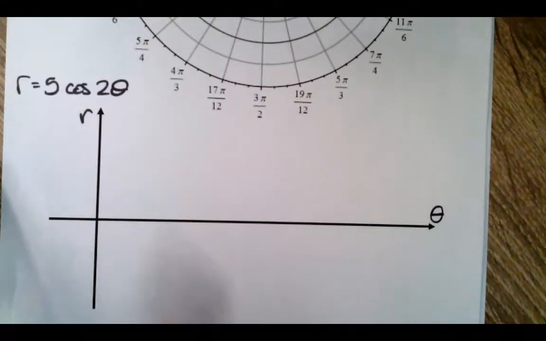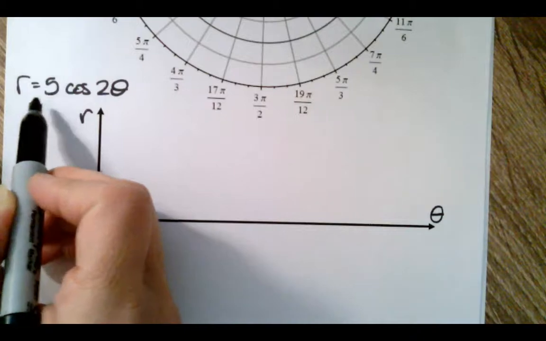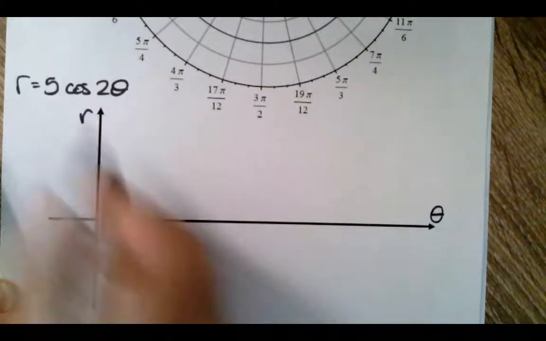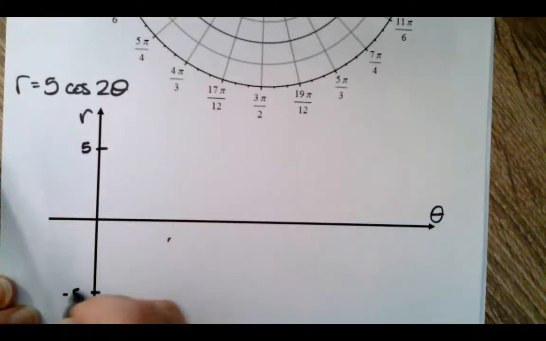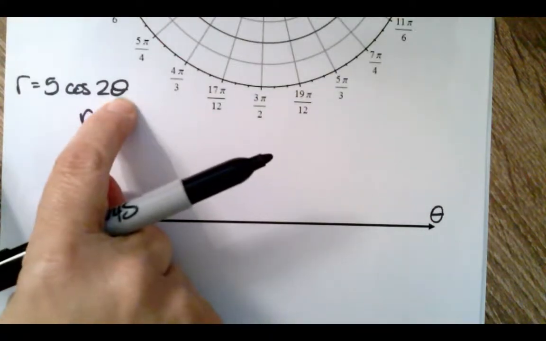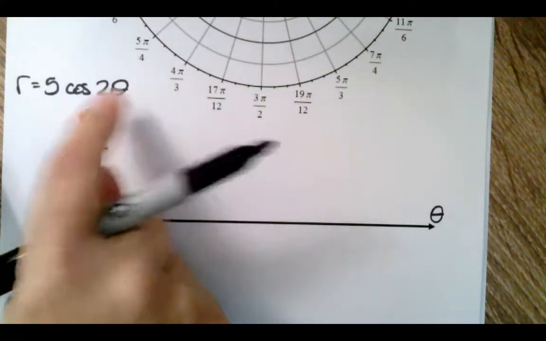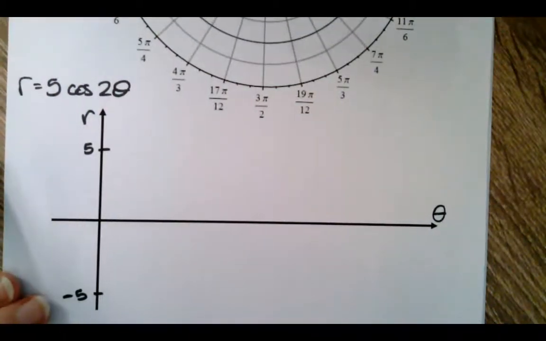Now, this 5 in front, we know, affects the amplitude of the graph, which means that this cosine graph is going to go as high as 5 and as low as -5. But in this case, we have a coefficient on our independent variable, 2 theta. This is a new transformation for us in this review of our trig graphs as we've been looking at polar equations. That 2 on the theta is going to affect the period of the graph.